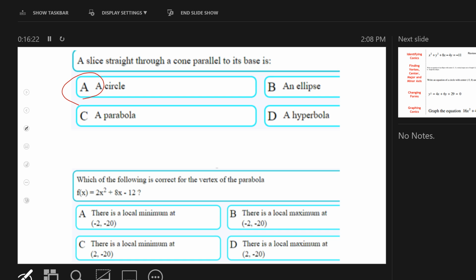Yeah, so these terms, local minimum, local maximum, refer to a turning point on the curve.